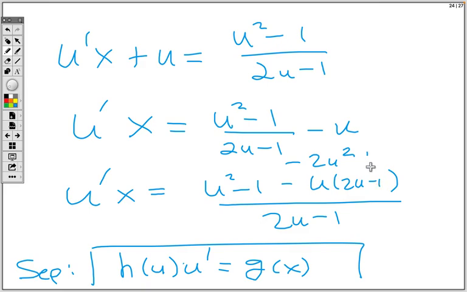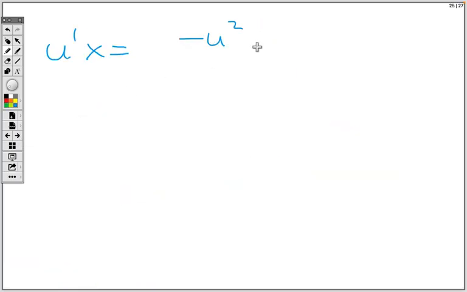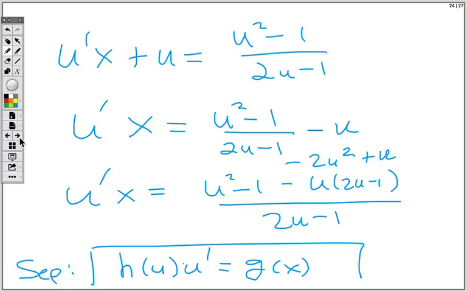And then I got a minus u times a minus 1. That's going to give me a plus u. And then we still have the minus 1. And this is all divided by 2u minus 1.